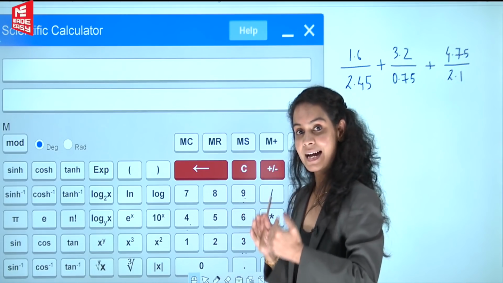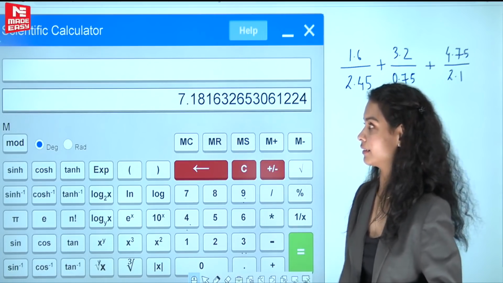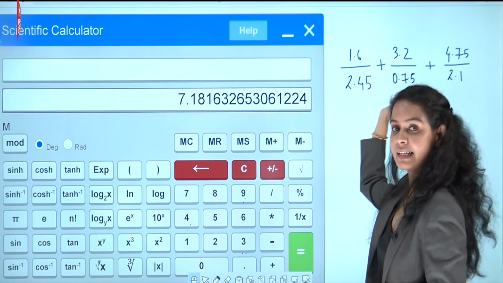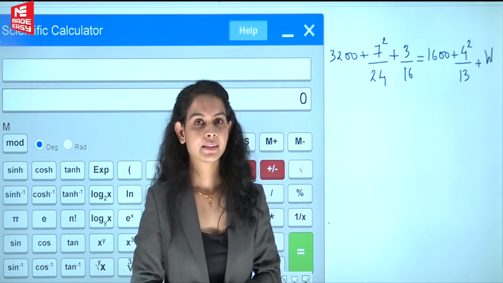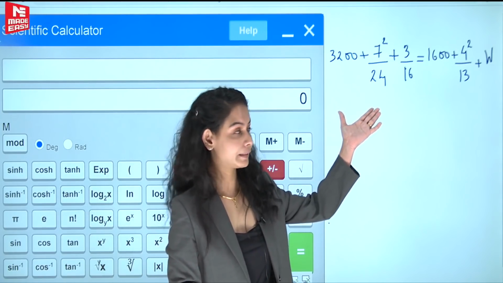Now you have to add them together. Just press MR. So this is your answer of this entire term. Got it? Next we will see how to calculate this particular equation.